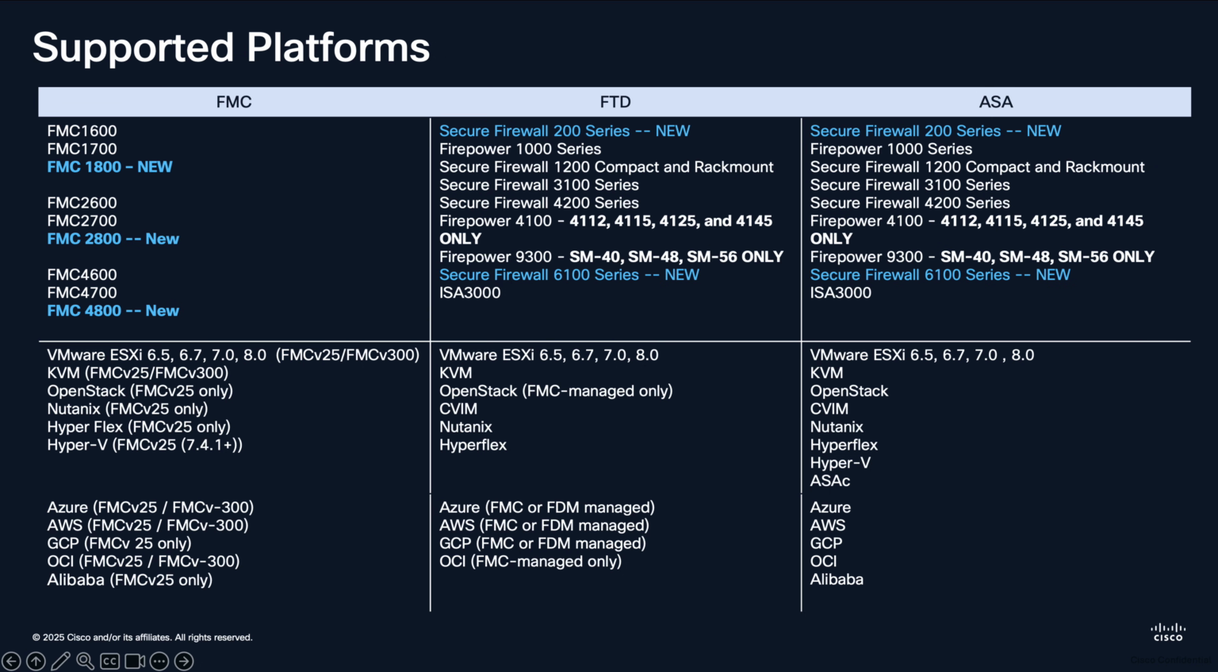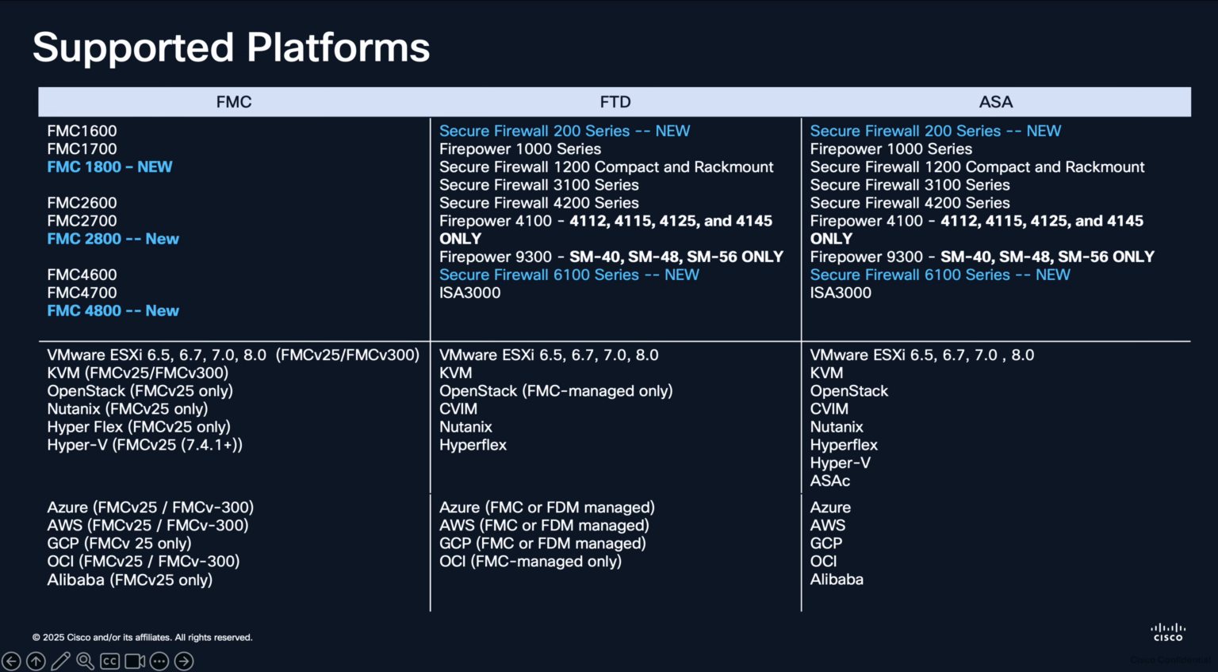Alright, moving on to platform support, more of a reference slide, but we will see some new entries to the firewall portfolio at the low and high end, and in addition, refreshing some of the hardware-based FMCs. Not really much to call out here other than the continued virtual support in both public and private clouds, as well as support for the Firepower 4100 and 9300 models in 10.0.0.